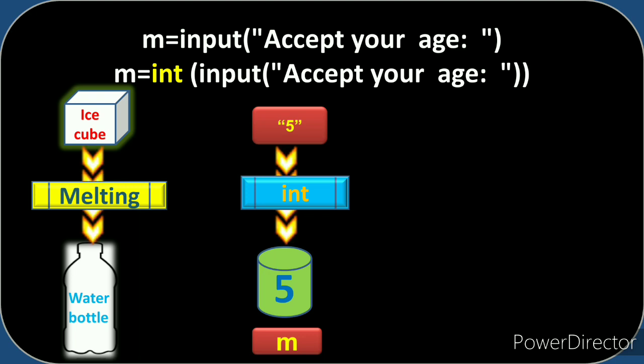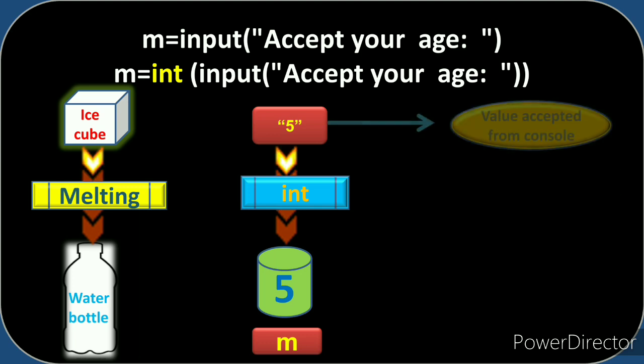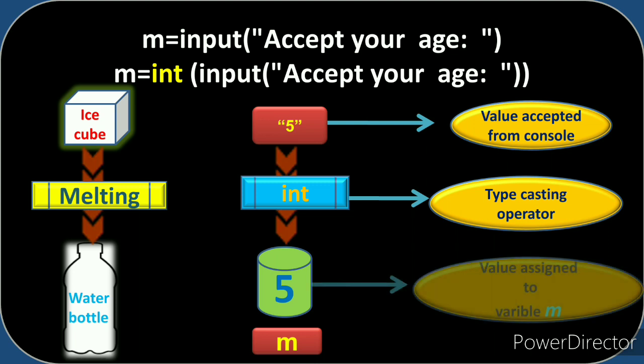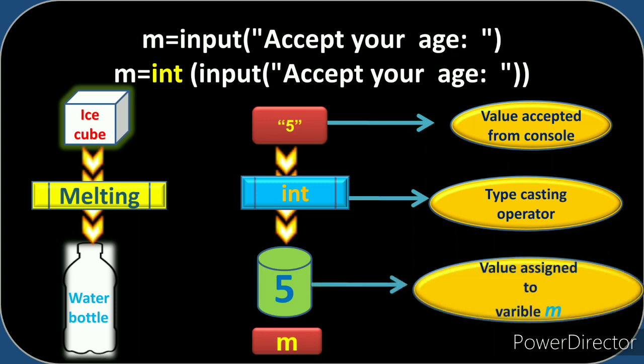Now it is correct. Now check what I am going to mention. 5 is the value accepted from the console, and in that case console stands for the keyboard. Then int is nothing but the typecast operator which is going to convert the character 5 into the number 5, and 5 is the particular value assigned to variable m. I think the concepts are very clear to you. So please don't forget, this is the core concept of conversion or typecasting. If you do not do it, then you will have the type of error you have seen.